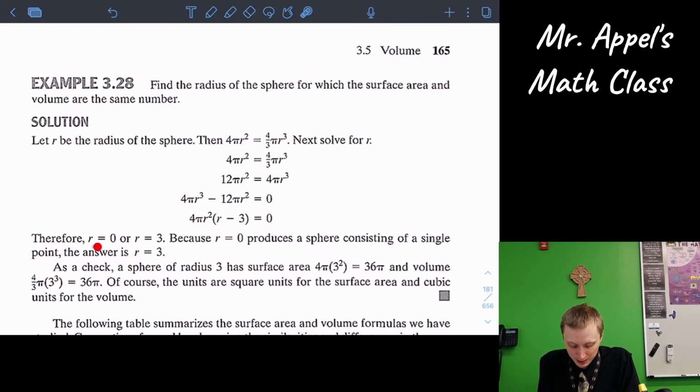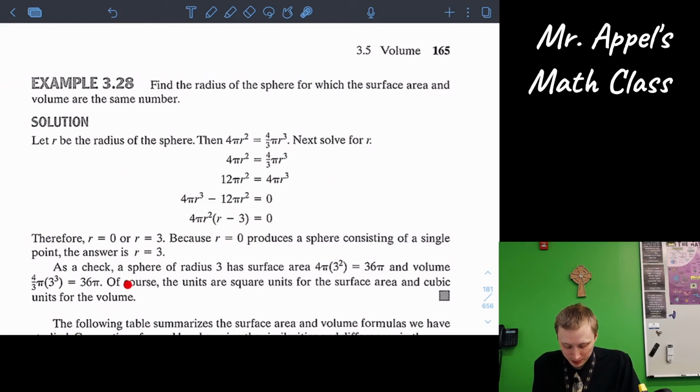Therefore, either the radius equals 0, and I think you can think of that one yourself. If we had shrunk it down to nothingness, well, they'd have no surface area and no volume. 0 equals 0. That's the simplest case, using the zero product property between these two factors. Or r minus 3 is equal to 0, and thus a positive 3 for r will be a solution. So r equals 0 produces a sphere consisting of a single point. The real answer is r equals 3.